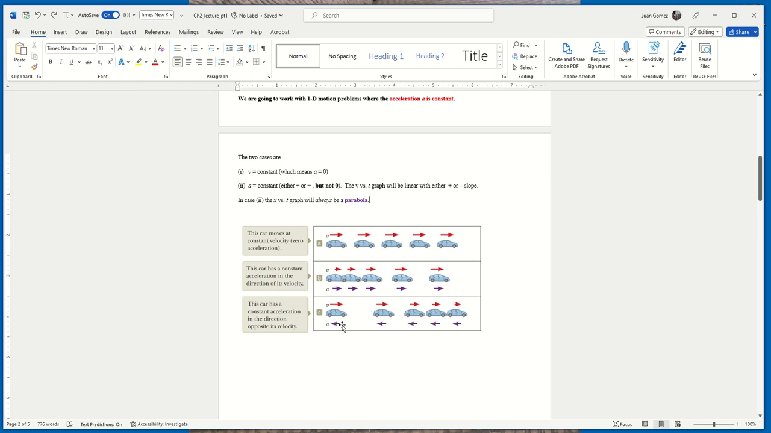And now in panel C, the acceleration is constant, but it's negative, meaning the car is slowing down. Notice the speed here, the arrow representing the speed. Notice its magnitude is getting smaller, i.e. the car is slowing down. That's a negative acceleration, also sometimes called deceleration.